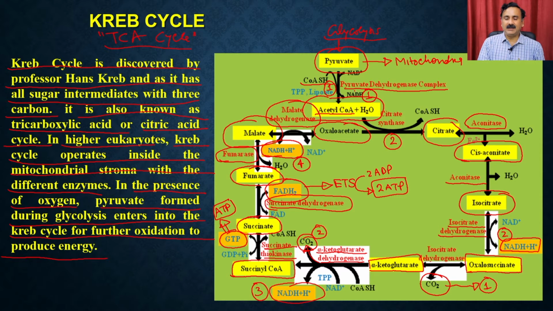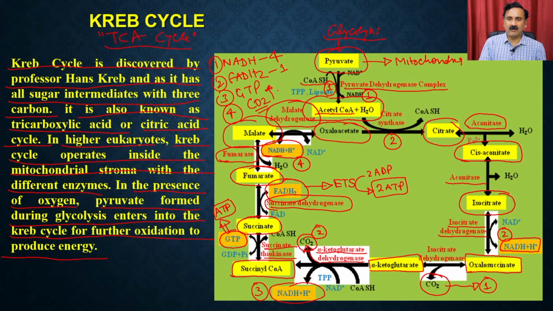So what you see here is that we have the extensive production of NADH, we have the production of FADH2, we have the production of GTP, and then there is a production of carbon dioxide. So this carbon dioxide is removed from the Krebs cycle, right? And how many molecules of NADH? You see that one molecule of NADH, second molecule, third molecule, and fourth molecule. So we have 4 molecules of NADH, 1 molecule of FADH2, and 1 molecule of GTP, right?